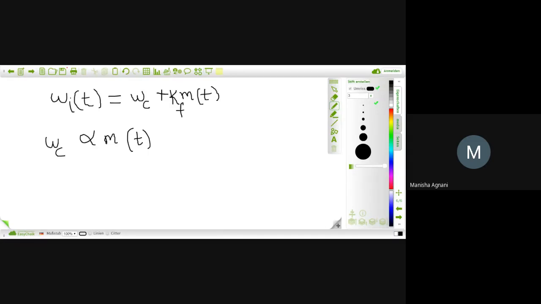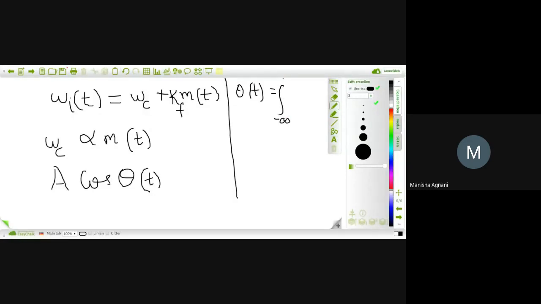Okay. Now, I want to write the equation of FM. I know how to write the equation of a sinusoid. It is nothing but A cos of theta of t. I know the relation between the angle and the instantaneous frequency: theta of t is equal to the integral from minus infinity to t of omega I of alpha d alpha. Why do we take alpha? It is just the variable of integration. So instead of taking it as t, we are taking it as alpha. So now I can find out what my theta of t is.